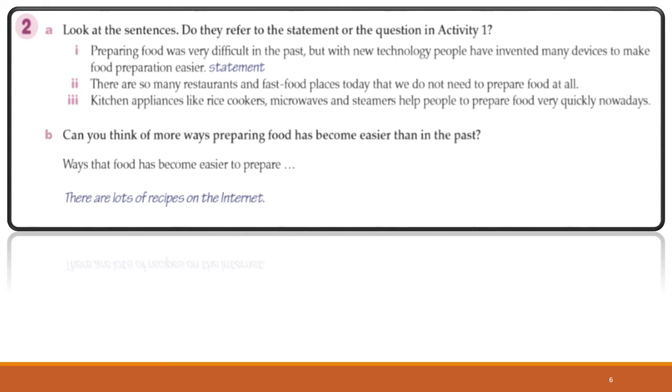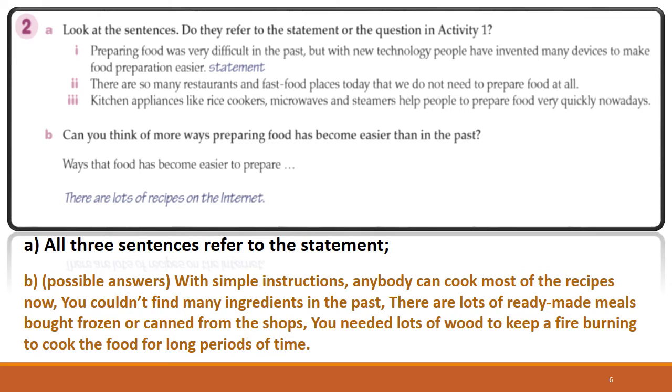The third example, kitchen appliances. Appliances means machines like rice cookers, microwaves, and steamers help people to prepare food very quickly nowadays. Also compare between the past and today. In the past, it was difficult to prepare food. It took much time in the past, but now cooking food is very easy and quick. Why? Because you have machines, appliances like rice cookers, microwaves, steamers, ovens. Okay? So all these sentences, all of them, are statements.